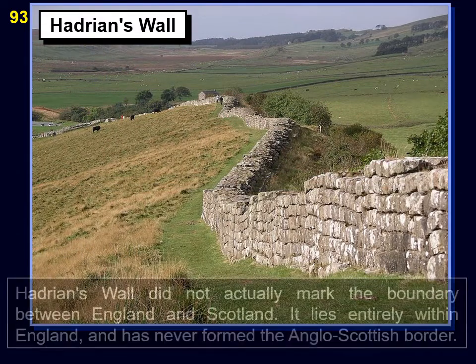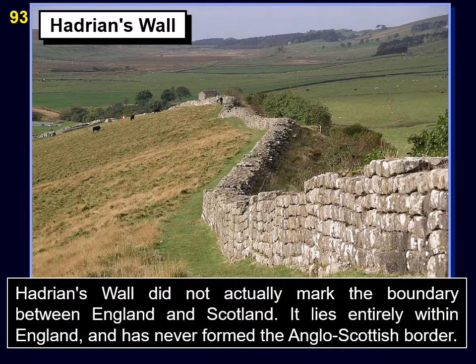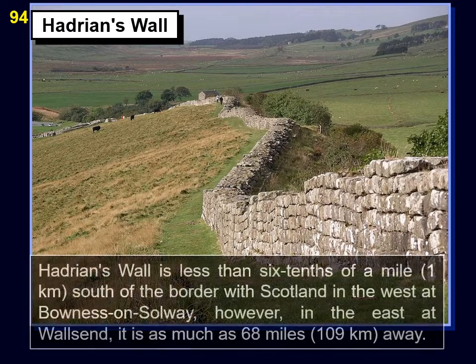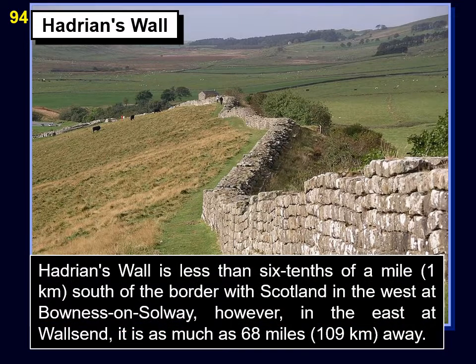Hadrian's Wall did not actually mark the boundary between England and Scotland. It lies entirely within England, and has never formed the Anglo-Scottish border. It is less than 6/10 of a mile, 1 kilometer, south of the border with Scotland in the west at Bowness-on-Solway. However, in the east at Wallsend, it is as much as 68 miles, 109 kilometers, away.